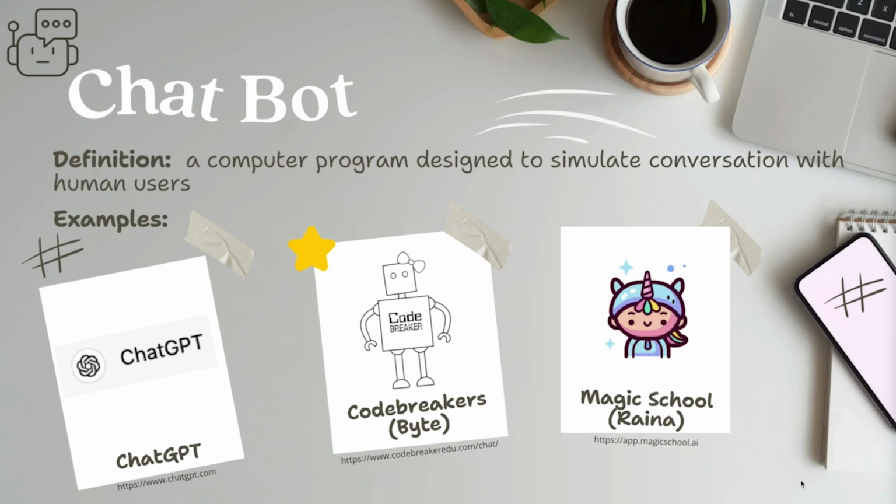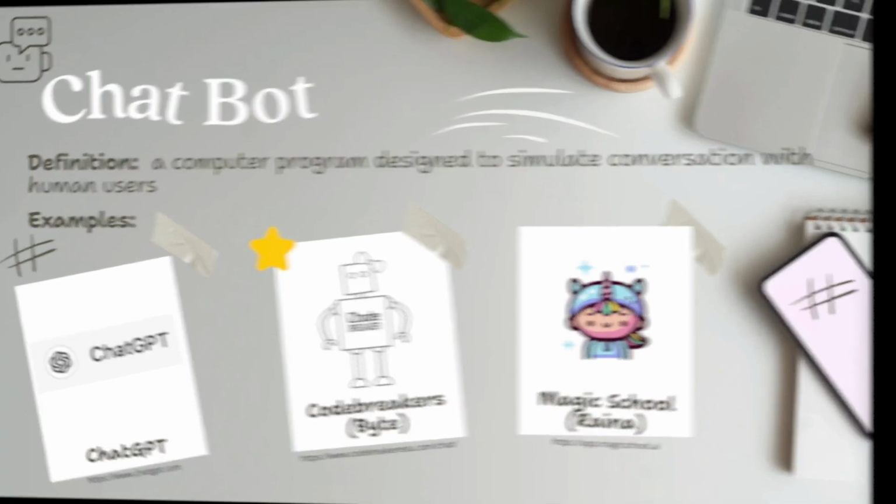There are many different chatbots out on the market. Our first example over here is ChatGPT. Many of us have heard of ChatGPT. Another example is Codebreaker's Byte. And finally, we have Magic School, which is free for teachers, which has a built-in chatbot called Raina. For our example, we're going to use Codebreaker's Byte. The reason I'm using this one is because it is free and it does not require any login.